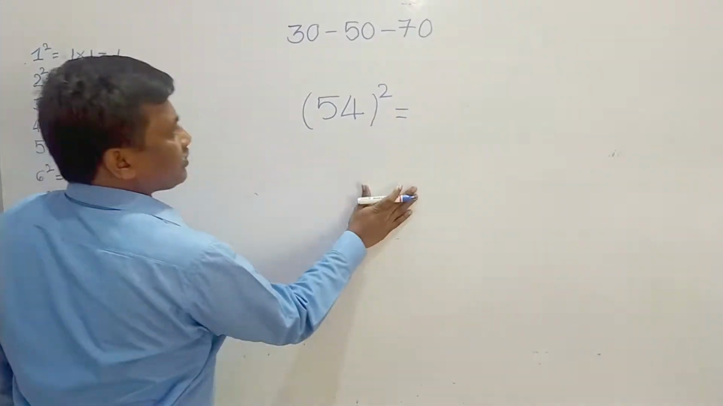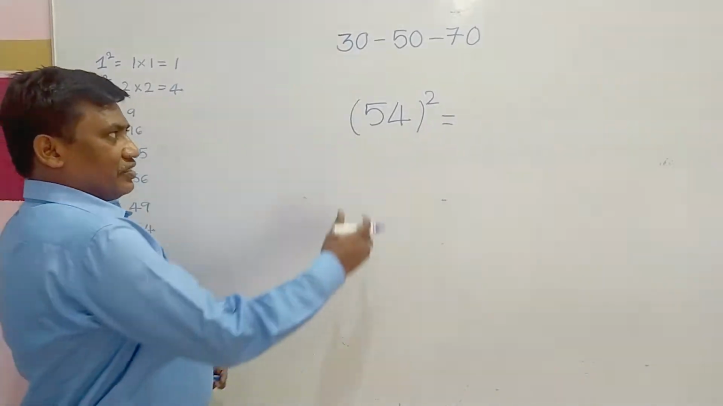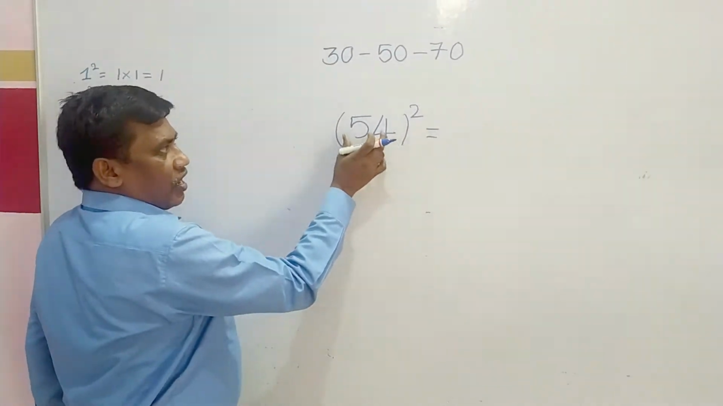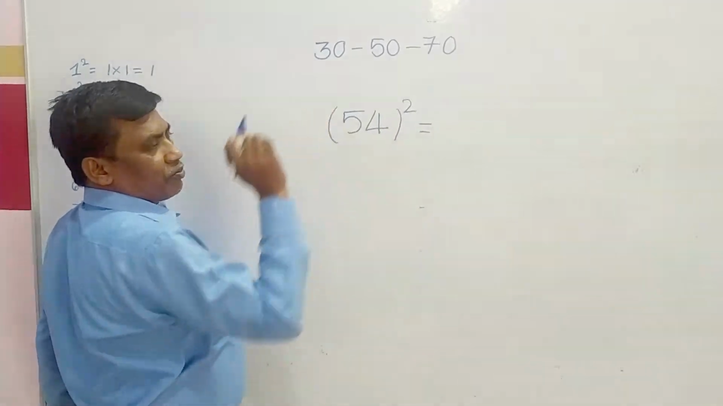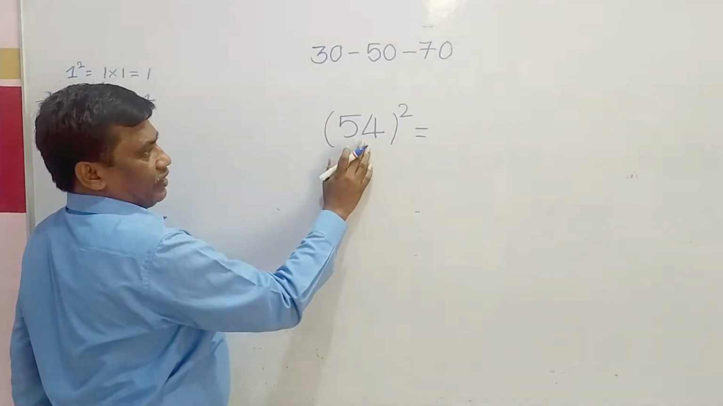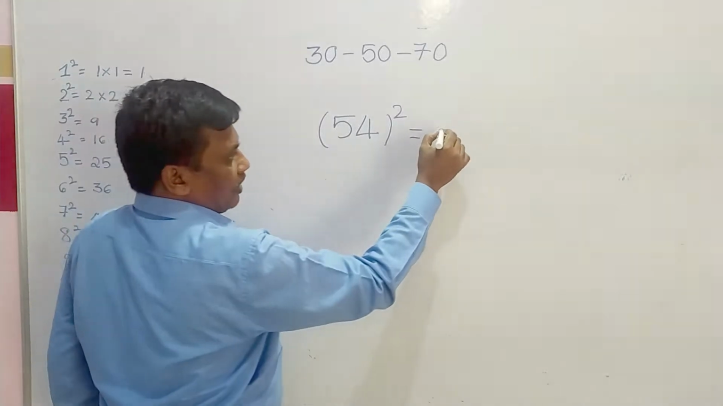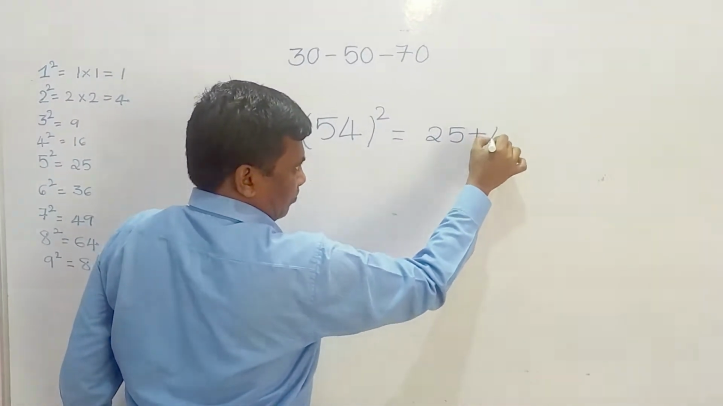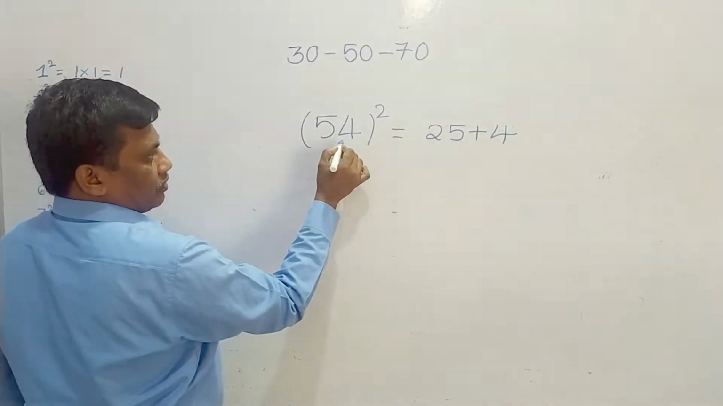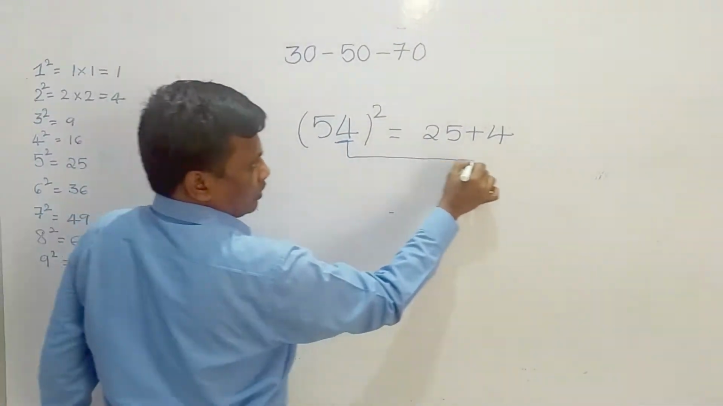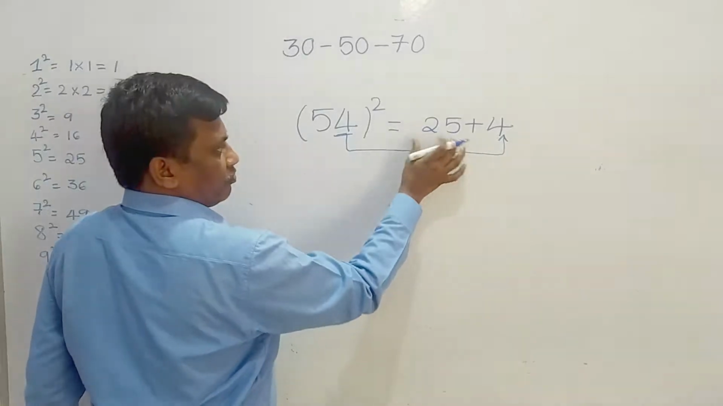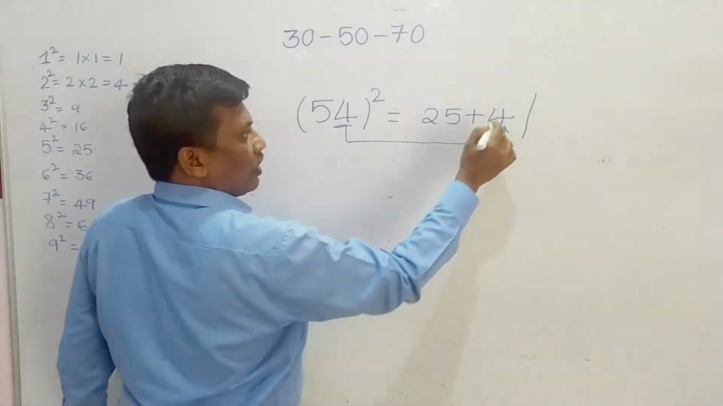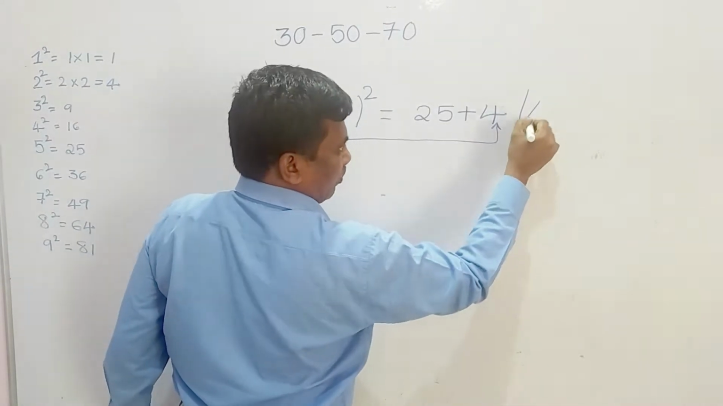So what we have to do is just compare this number with 50. 54 is 4 more than 50. So we just add this extra 4 to 25, slash, and whatever this extra is, we square it. That's it.